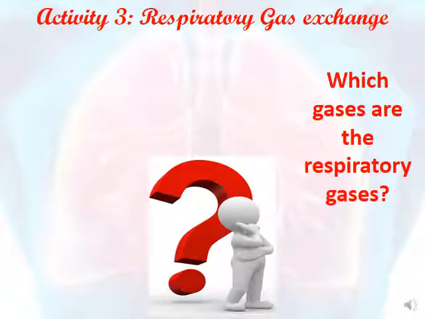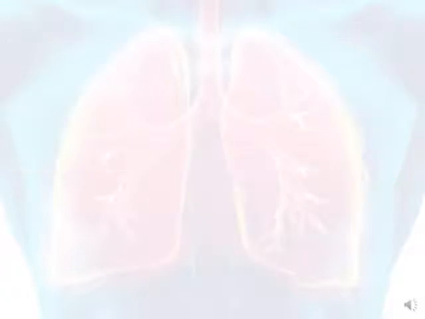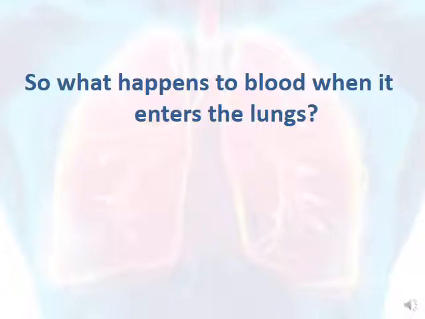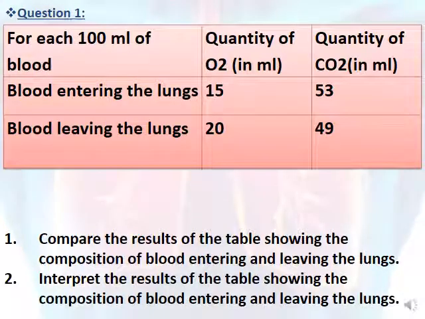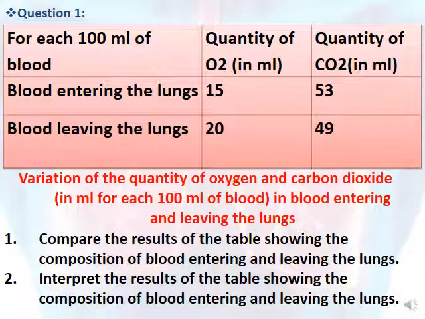Respiratory gas exchange. Which gases are the respiratory gases? Already we answered this question. So what happens to the blood when it enters the lungs? This is the question. Let's start with question number 1. In this question we have this table. This table is showing the variation of the quantity of oxygen and carbon dioxide gases in milliliter for each 100 milliliter of blood, the blood entering and blood leaving the lungs.